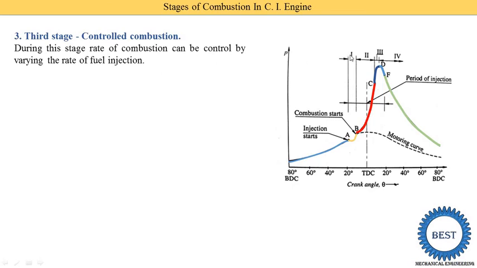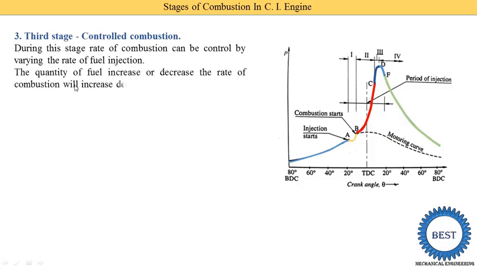The fuel injection period is from the start of stage 1 to the end of stage 3. This means during stage 3, if we control the fuel injection, then we are able to control the combustion. That's why it is known as controlled combustion. As the quantity of fuel increases or decreases, the rate of combustion increases or decreases accordingly.